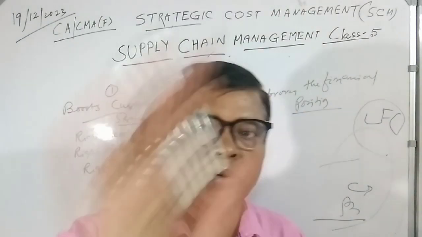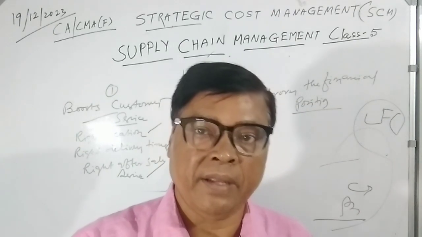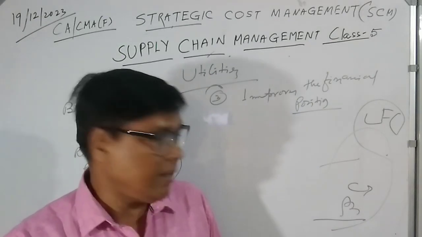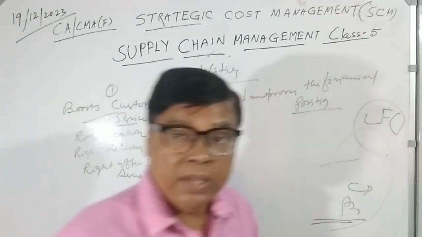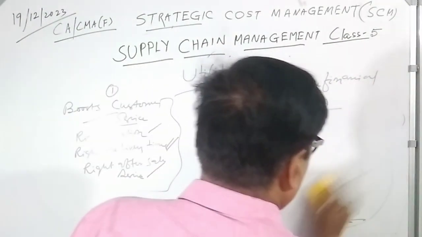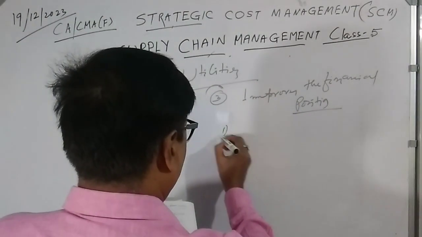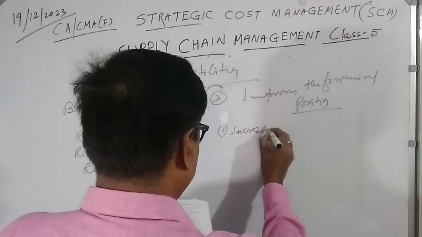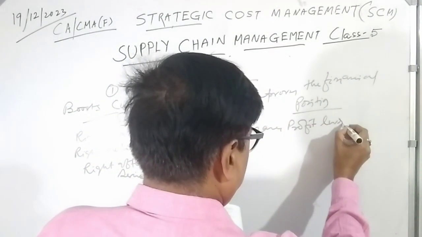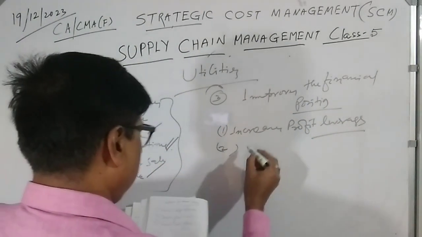You may be thinking the other way around, that the organization is making profit. Okay, but they are investing money and giving supplies or services to customers. Unless they make a profit, what will be the sustainability of that organization? You have to understand that too. So how does supply chain management improve the financial position of organizations? Number one, increased profit leverage. Definitely, when waste is reduced, profit leverage will be there.